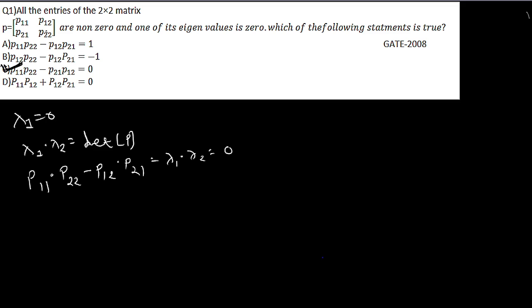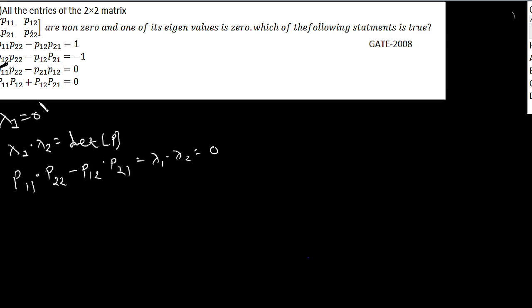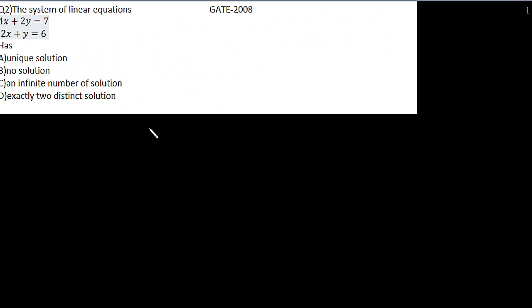Okay, let's move to the next question. The question says the system of linear equations. We are given two equations, and they are asking about the solution of these two equations. So let's write 4x plus 2y is equal to 7 and 2x plus y is equal to 6.